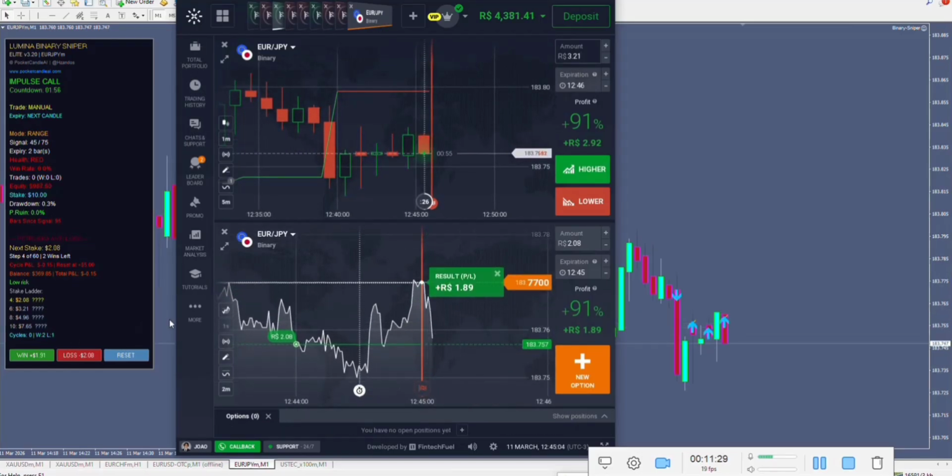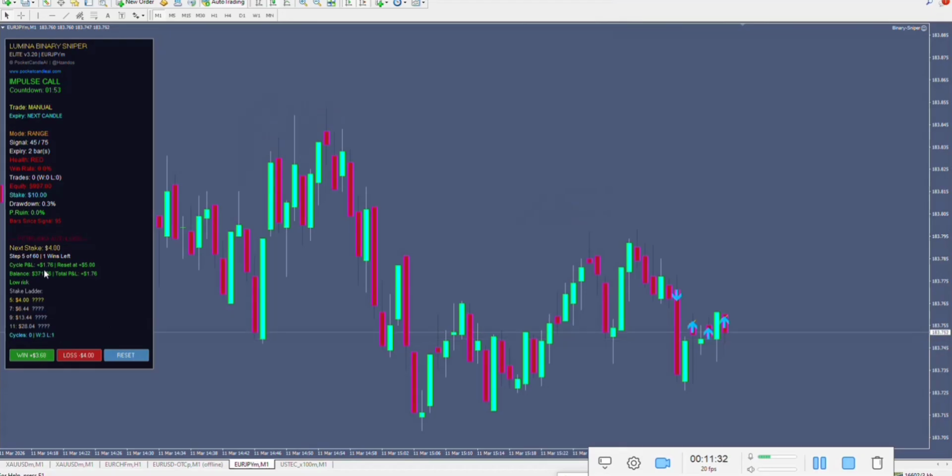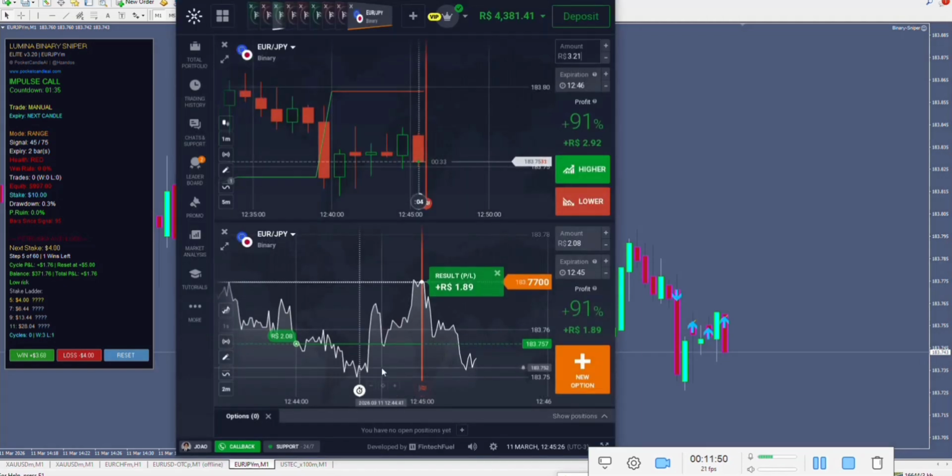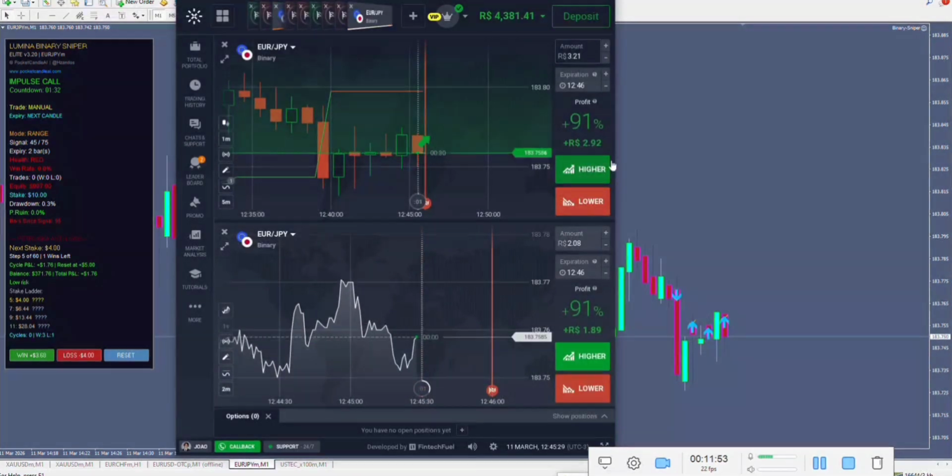So what we do is come here and click win. You can see our cycle profit and loss is 1.76. Now the next trade restarted to 4. Now I'm going to trade per arrow, so I'm not going to trade with immediate entry. It might take time, but you have to be patient.